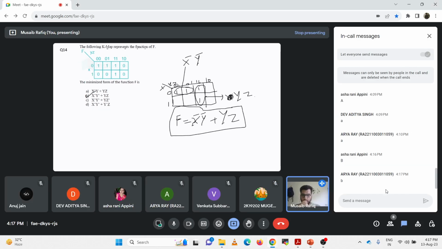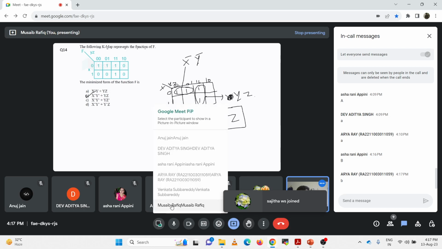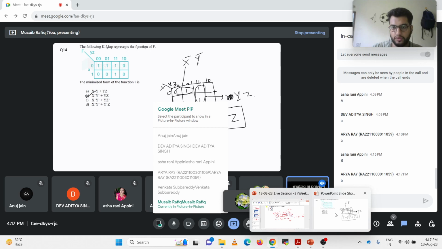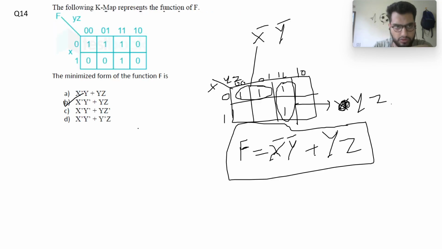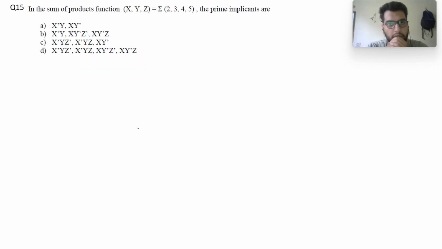I see some of the students have already done it. That's nice. Any doubts? If not, let's move forward to the next question, this was 14, so 15 of today's live session. In the sum of products function xyz, summation 2, 3, 4, 5, the prime implicants are. So we need to find out the prime implicants, that is the largest possible implicant with which you can cover a minterm. So it's a 3 input.